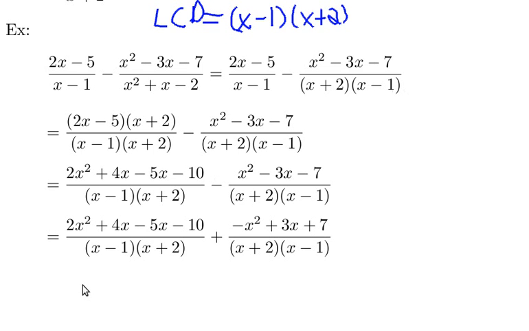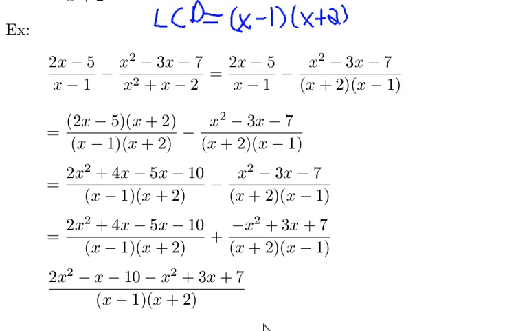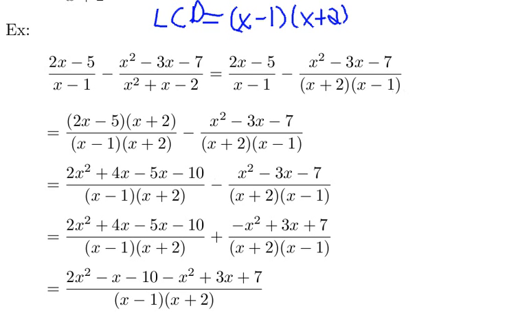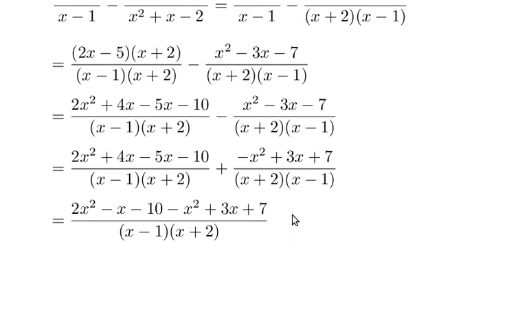So I can put all of these on the same fraction. We'll have 2x squared. Oh, and I can go ahead and combine these two like terms. I could have done that earlier too. Minus x minus 10 minus x squared, because I'm putting these all on the same line, plus 3x plus 7, and then all over x minus 1, x plus 2. Oh, and of course there's the equal sign at the beginning. So I'll go ahead and clear that off.